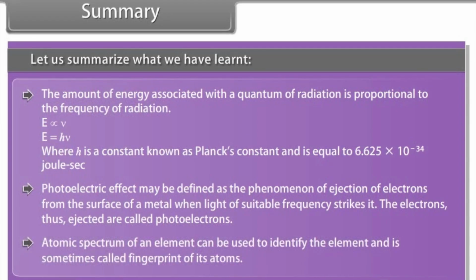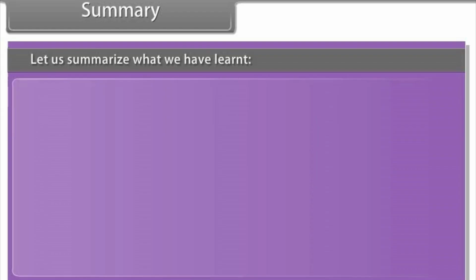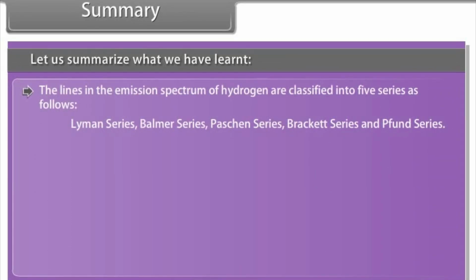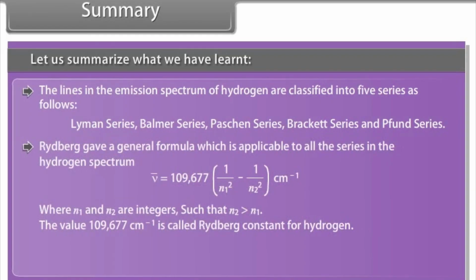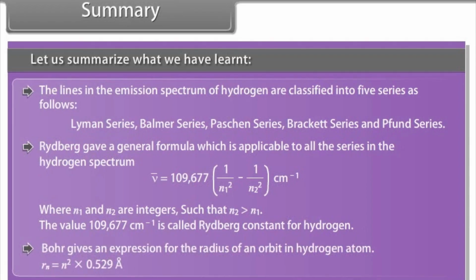The atomic spectrum of an element can be used to identify the element and is sometimes called the fingerprint of its atom. The lines in the emission spectrum of hydrogen are classified into 5 series as follows: Lyman series, Balmer series, Paschen series, Brackett series, and Pfund series. Rydberg gave a general formula which is applicable to all the series in the hydrogen spectrum. The value 109677 per centimeter is called the Rydberg constant for hydrogen. Bohr gives an expression for the radius of an orbit in a hydrogen atom. Rn is equal to n square into 0.529 angstrom.